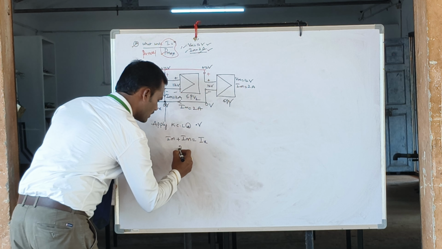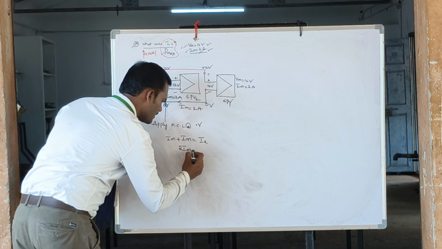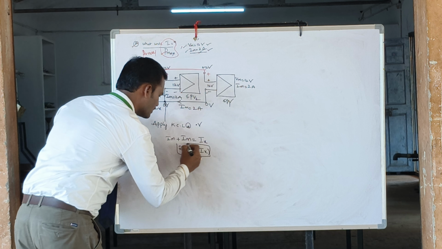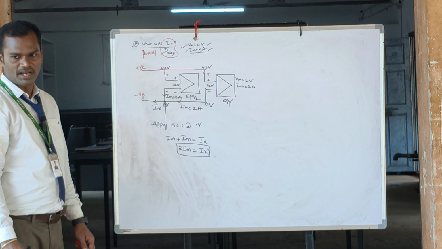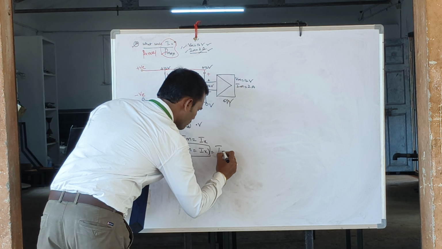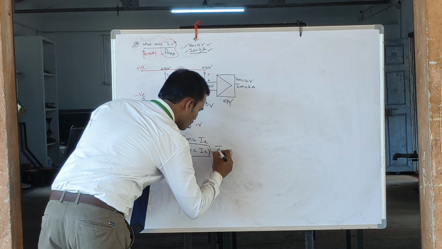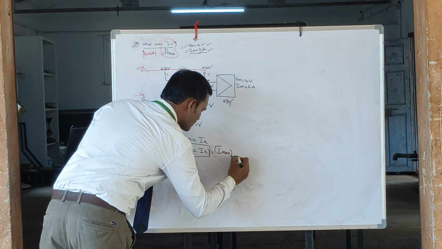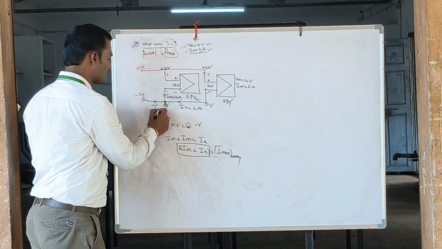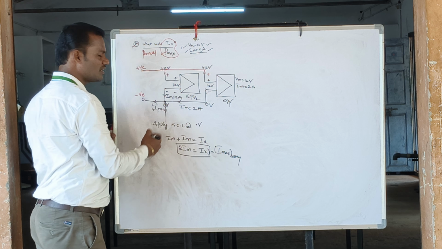So I can write this as 2 Im, where Im is the current, and this Ix is also called the maximum current of the array. The maximum current this array will develop is called the maximum current of the array.